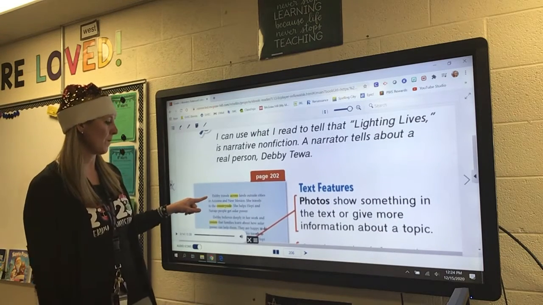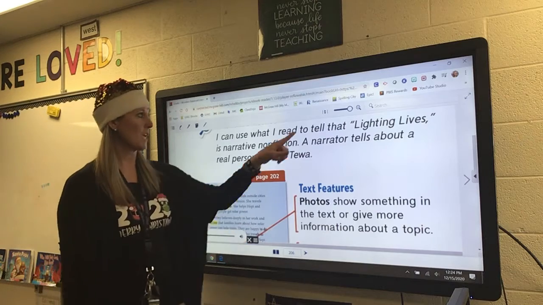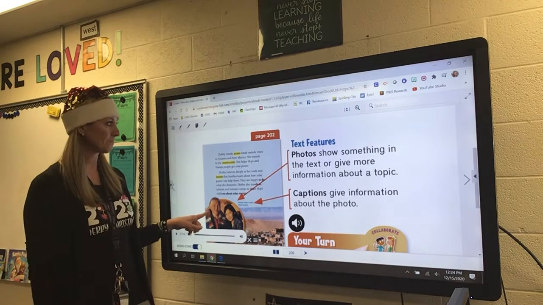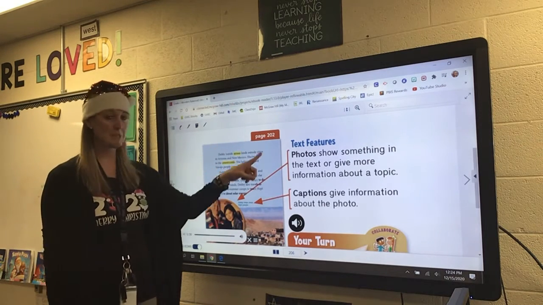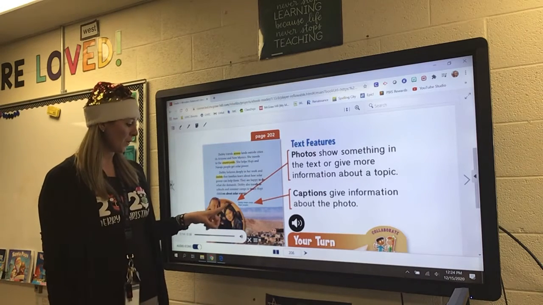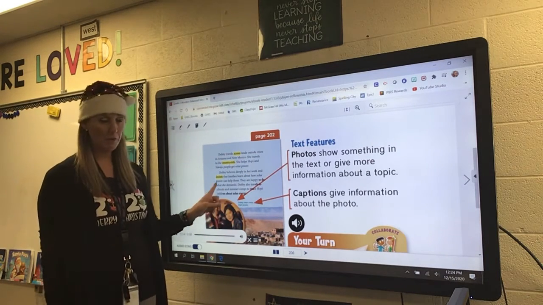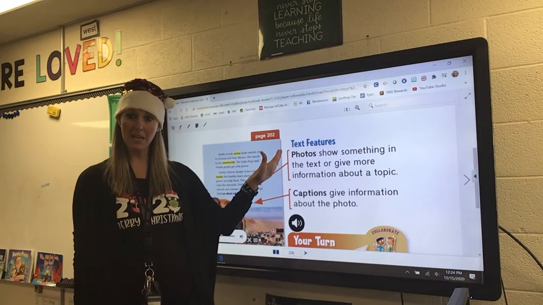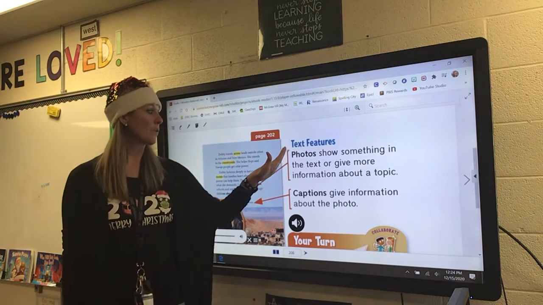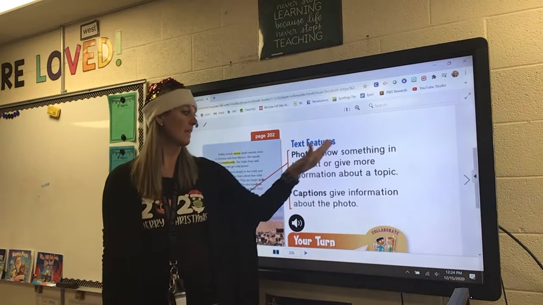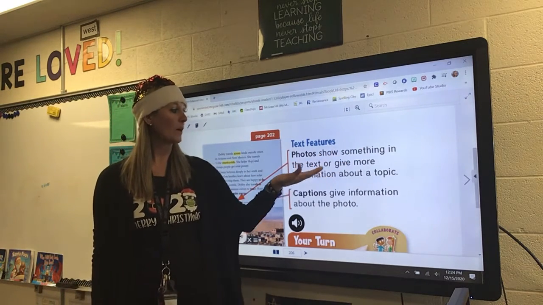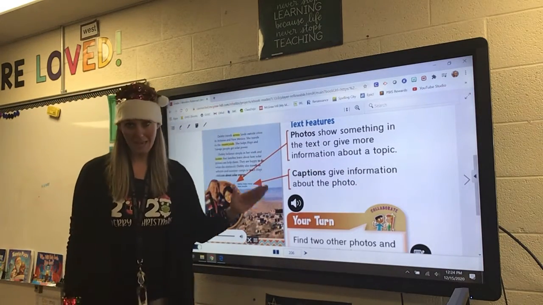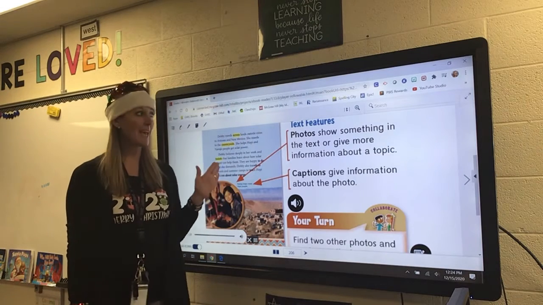All right, now, when we read the story on Tuesday about Lighting Lives, we looked at this page, which is page 02, and we noticed that there is a picture over here or a photo. This is a text feature. So this is a feature in our writing or in the text that we're reading. So this photo shows something in the text or gives more information about a topic. So whenever we're reading, we should read the text first and then look for if there's any text features.